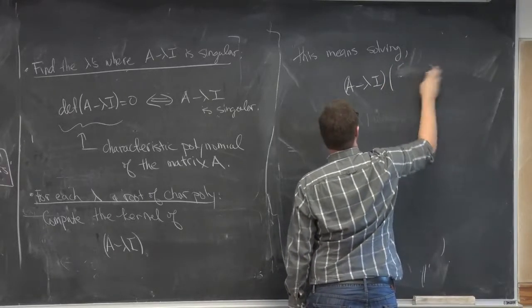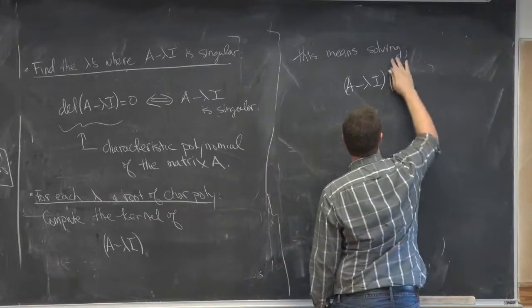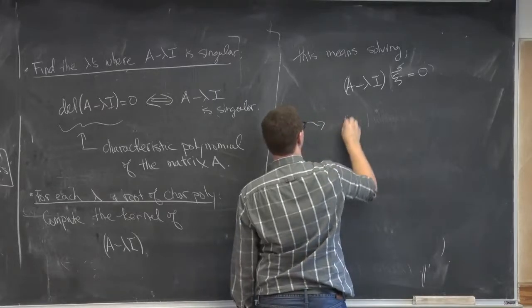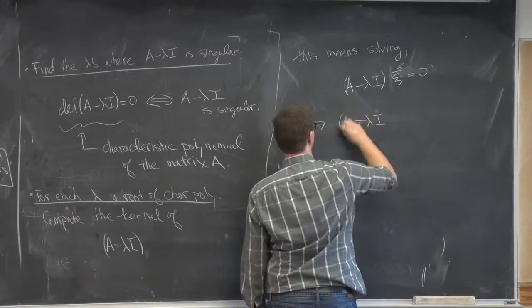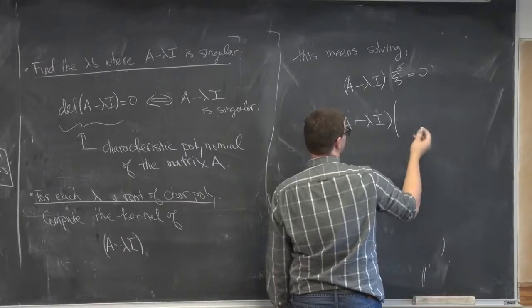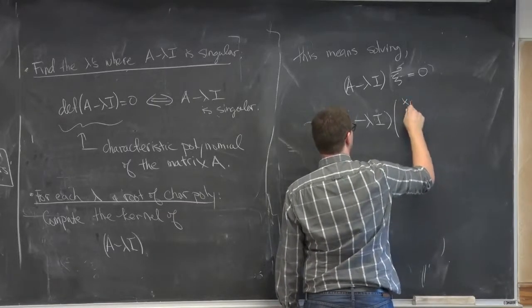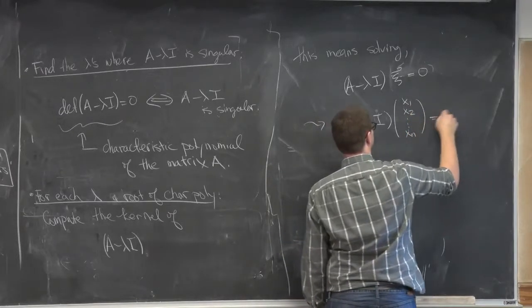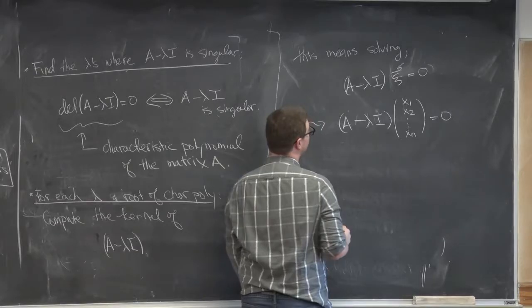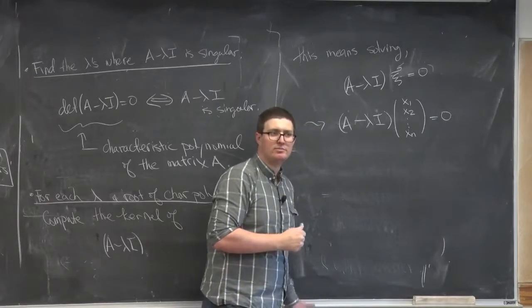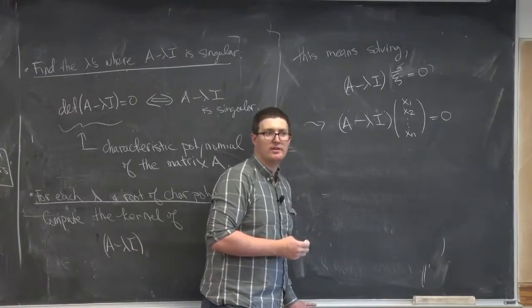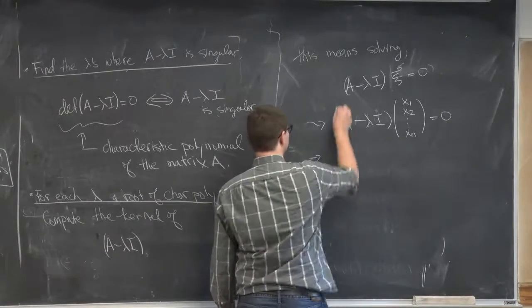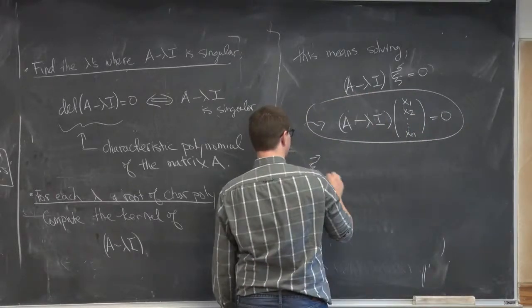Now I need some names for the coordinates. So let's say A minus lambda times the identity, applied to the vector with coordinates x1 through xn, is equal to 0. You actually have to write it out and find what those are. Maybe it's two-dimensional, maybe you'll have some free parameters there. This is the thing that you need to solve.